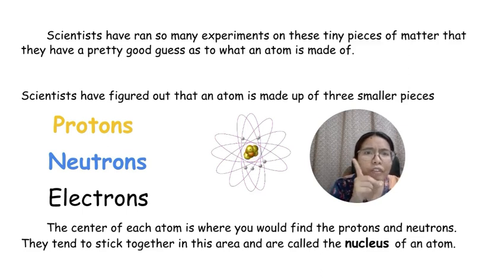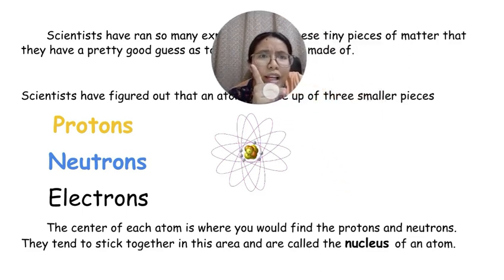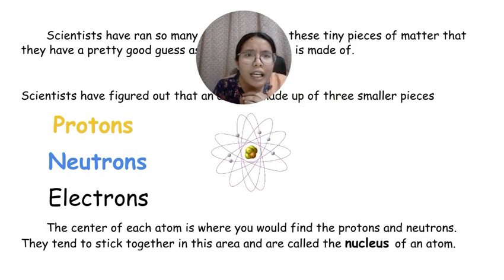So, the center of each atom, yung nasa gitna ng atom, meron tayong nakikita na orange and yellow. Hindi talaga yan orange and yellow pag nakita natin, pero may 2 nasa loob. Okay? So, the center of each atom is where you will find the protons and neutrons. Ang mga nasa gitna ay protons and neutrons. They tend to stick together. Ibig sabihin, magkasama sila in this area and are called the nucleus of an atom.